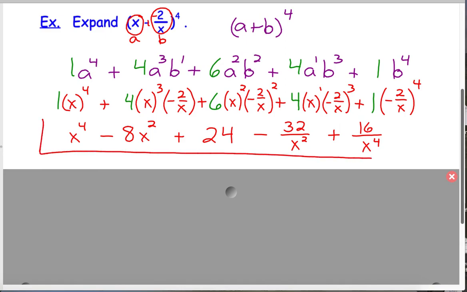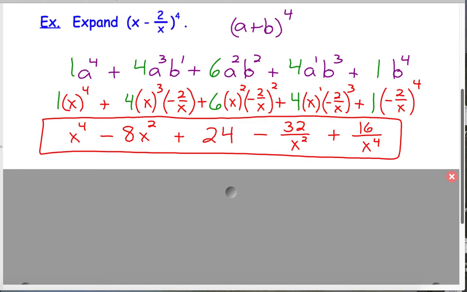And so that was a lot easier, I think, than multiplying everything out from the original expression, multiplying this out by itself 4 times. But this is what you would wind up with. Okay, the more you practice with this, the better you'll get at this.